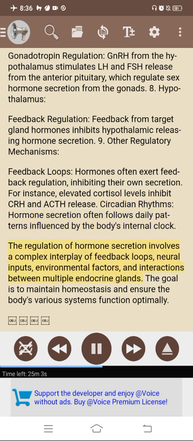The regulation of hormone secretion involves a complex interplay of feedback loops, neural inputs, environmental factors, and interactions between multiple endocrine glands. The goal is to maintain homeostasis and ensure the body's various systems function optimally.